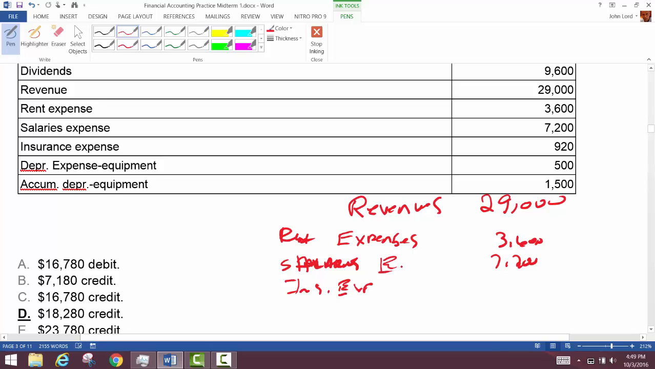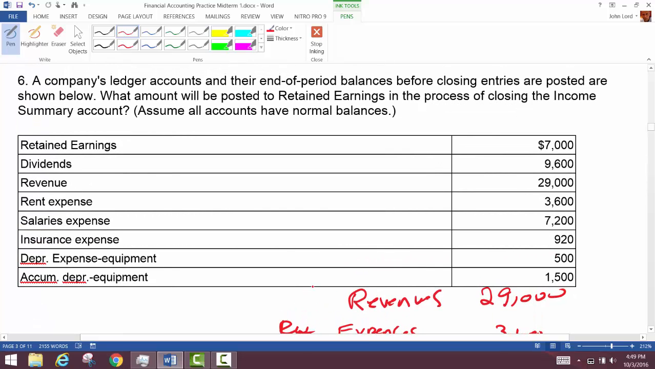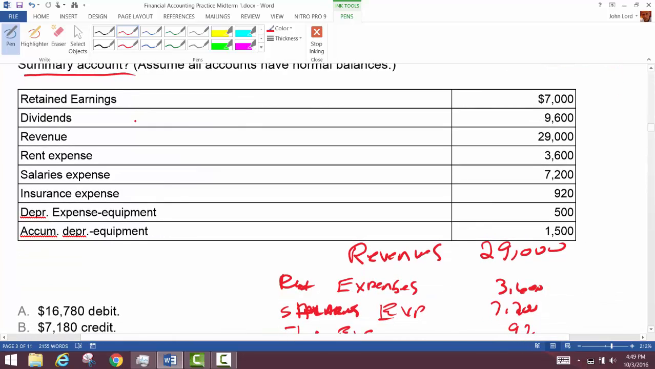Thank you. Insurance expense is 920, you say? Okay. Anything else? Dividends are not an expense. Okay, so they're asking me here what amount will be posted to retained earnings in the process of closing the income summary account. Dividends don't run through income summary, right? They come straight out of retained earnings. Okay, so anything else here?